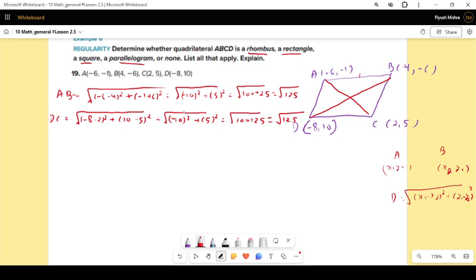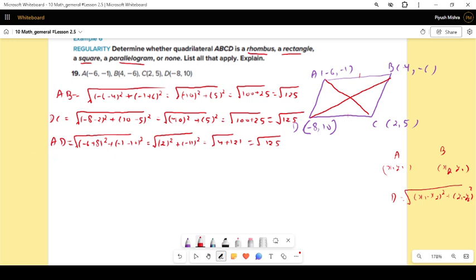Now I will find AD. Let's start again, doing the same process: (minus 6 plus 8) whole square plus (minus 1 minus 10) whole square. Further solving, it gives 2 whole square plus minus 11 whole square, which is 4 plus 121, equal to the square root of 125. So you can see this side is also the square root of 125.